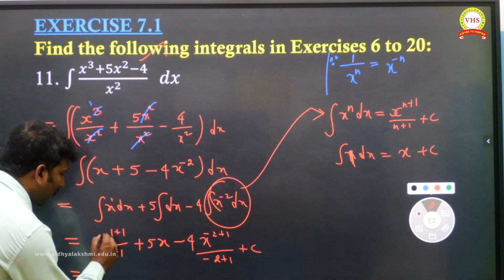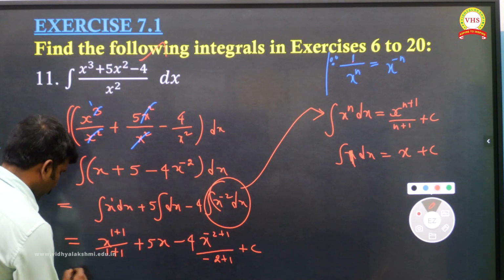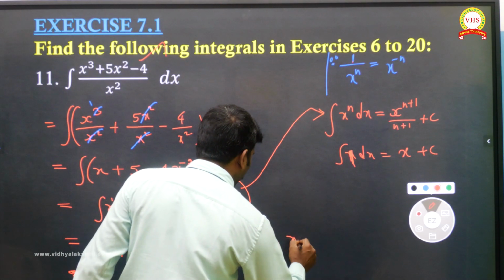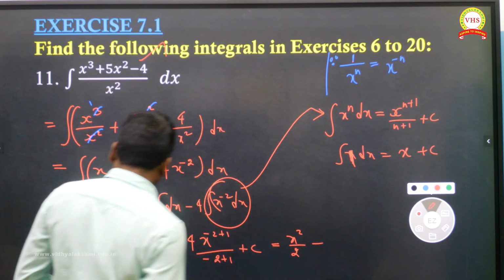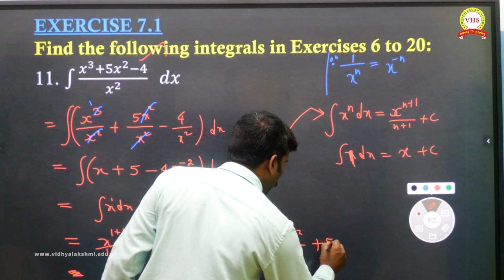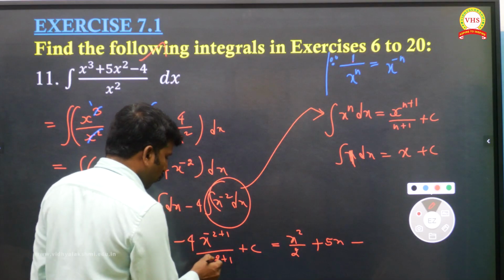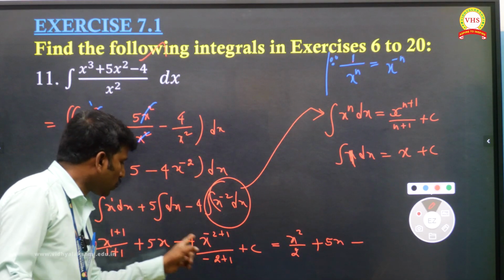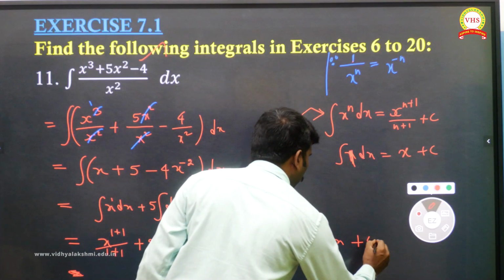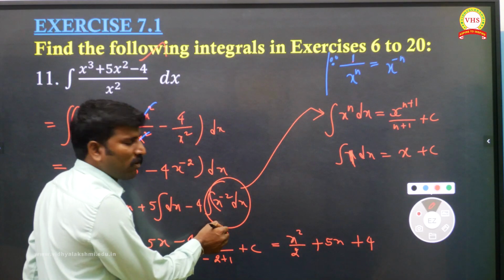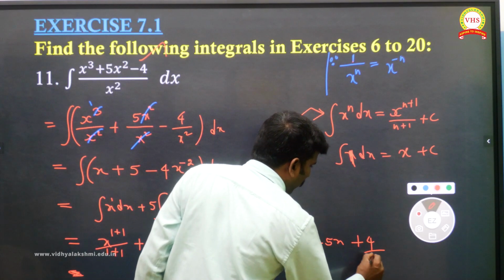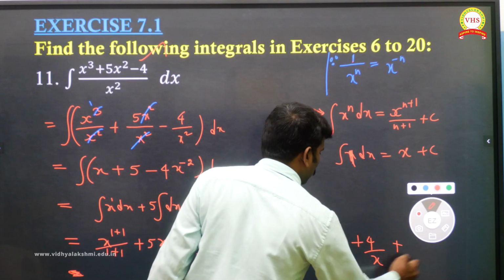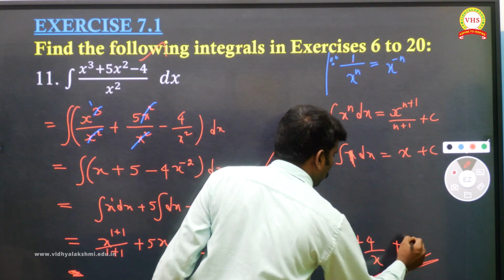That's it. This will become, leave it, I'll write here: x square divided by 2, plus 5x, minus 4. When you simplify this, what am I getting? Minus 2 plus 1 is minus 1. So minus into minus, plus 4, and x power minus 1 will be coming. X power minus 1 you can write as 1 divided by x, plus c. That's it. Overall plus c you can write.